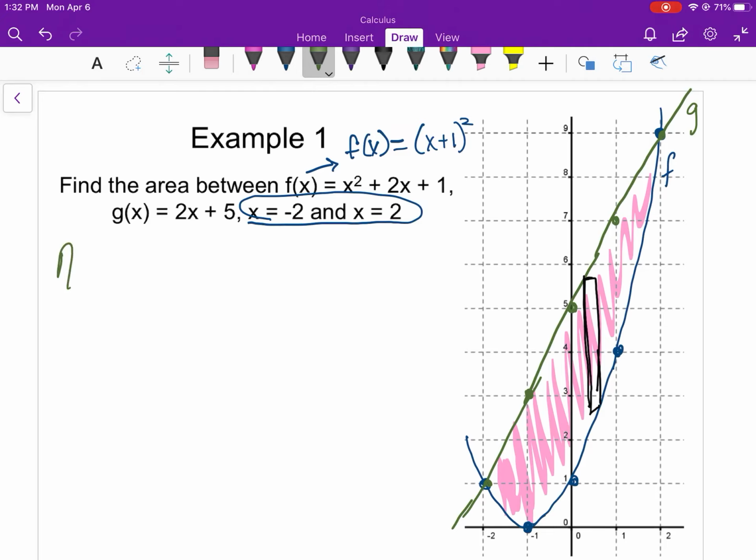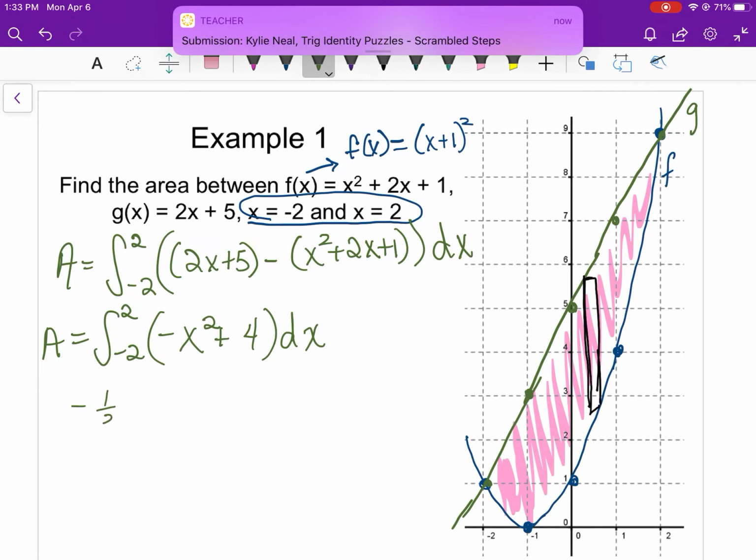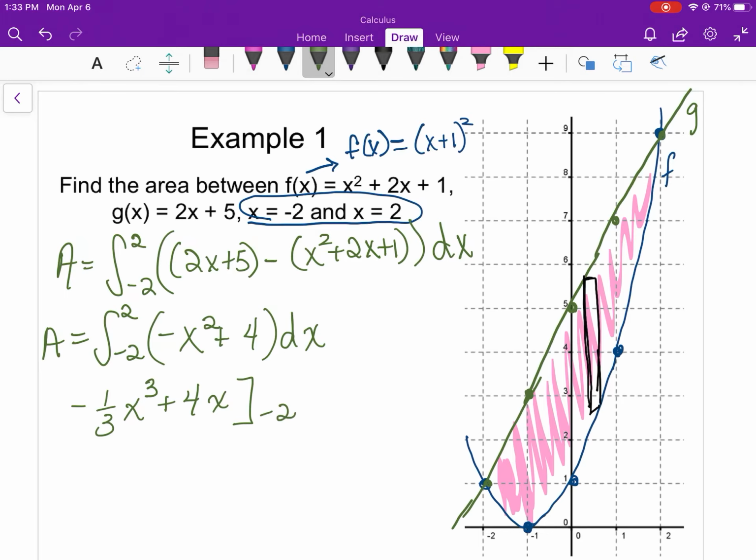So the area is going to be from -2 to 2. The green, so 2x plus 5 minus the blue, and then dx. I'm going to clean that up first. Integrate. Plug in my x values.